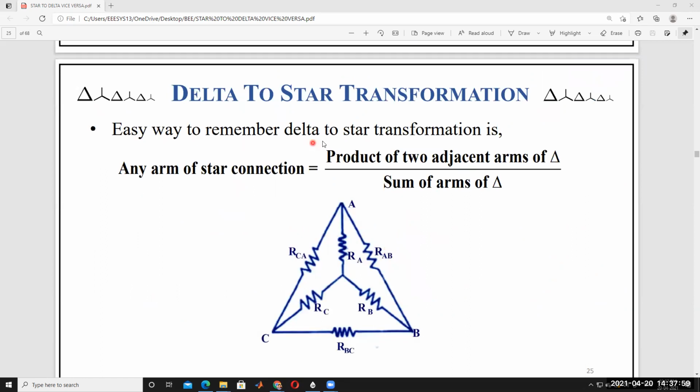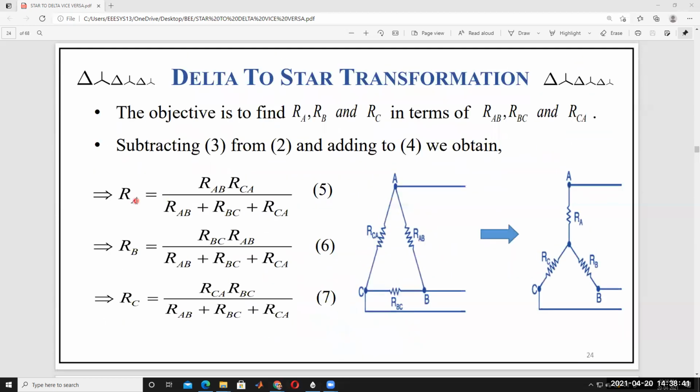The easy way to remember the delta to star transformation is this: any arm of the star connection. This is called the delta connection. If you want to know the RA resistor, the RB resistor, the RC resistor, what you have to do? Any arm of the star connection is the product of two adjacent arms of delta. For example, for RA, the product of two adjacent arms is RCA and RAB. How to find RA?